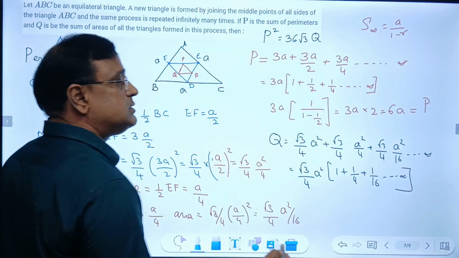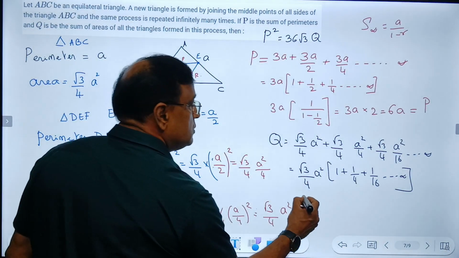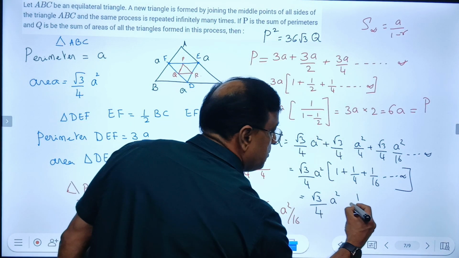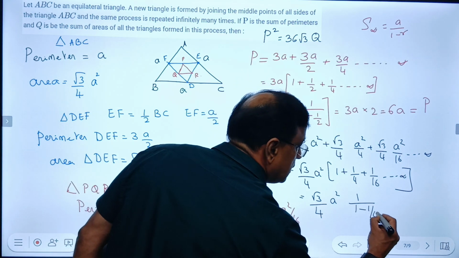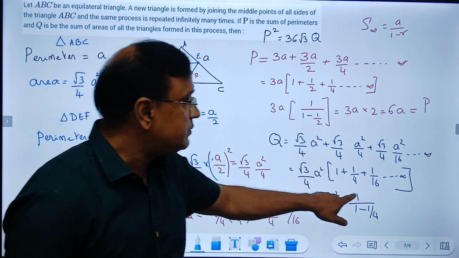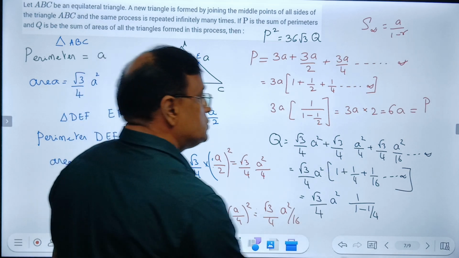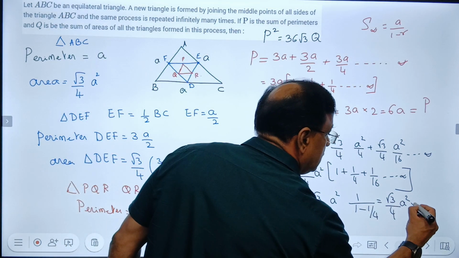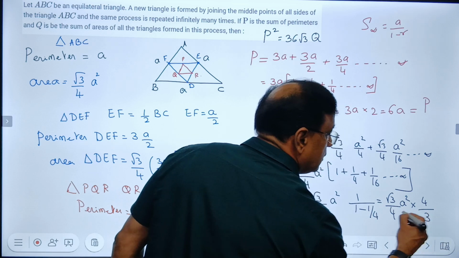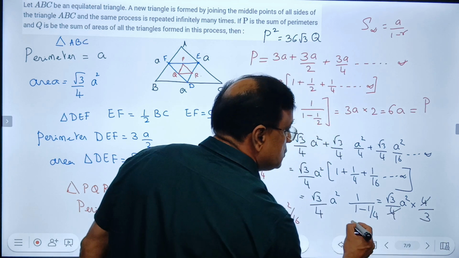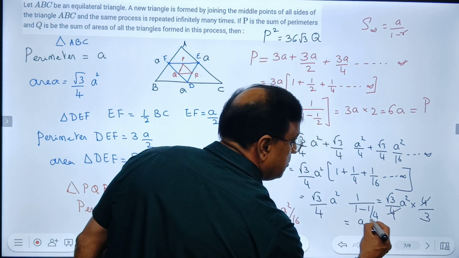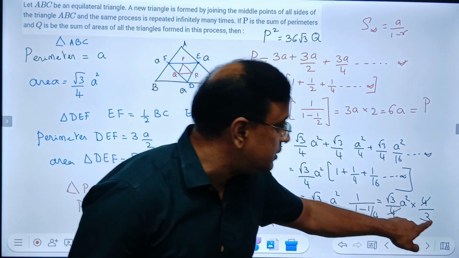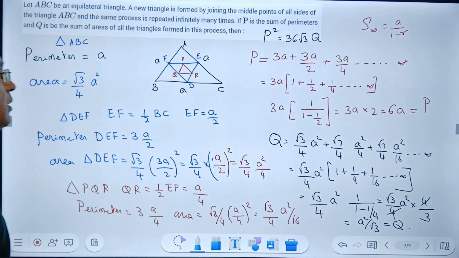What type of series is this? This is a geometric progression. So what is the sum of infinite terms of a GP? A by 1 minus R. A is the first term, R is 1 by 4. So you get root 3 by 4 A square into 4 by 3. So they can be cancelled. So I get A square by root 3. This is my Q. You see, root 3 and 3 cancel. A square by root 3.